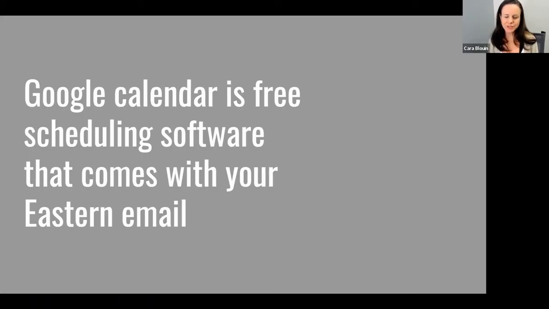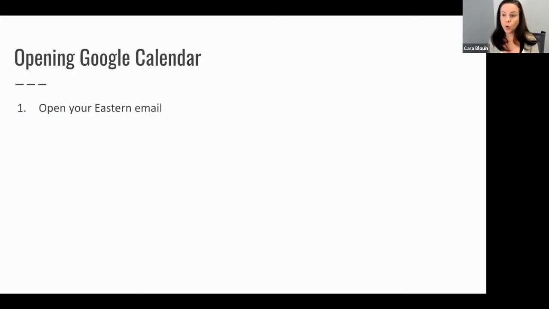Let's get started. Google Calendar is free scheduling software that comes with your Eastern email account, and you can use it to keep track of the things that you need to do and when you need to do them while you're a student. To open Google Calendar, the first thing you need to do is to open your Eastern email.